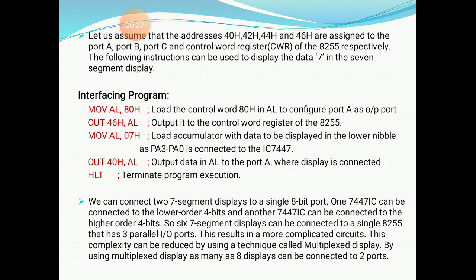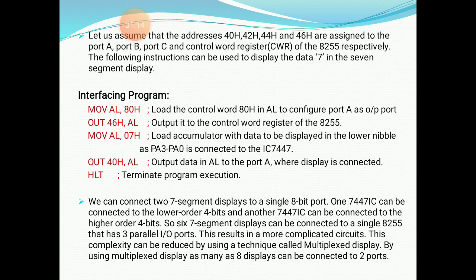Now load the BCD number 7, that is the 4-bit BCD number 7, into the AL register by using MOV AL, 07H. Here 4 bits represent 7. These 4 bits can be transferred by using 4 lines of port A, PA0 to PA3. These PA0 to PA3 lines are connected to IC 7447, which converts the 4-bit binary of the BCD into a 7-bit segment pattern.